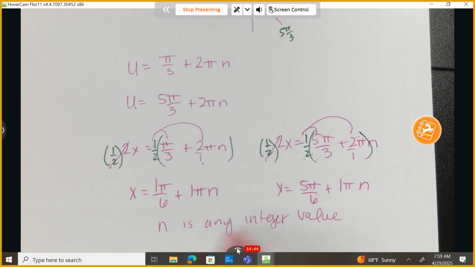Again, everything wants me to circle this as my answer. We need to show the work in order to achieve that.